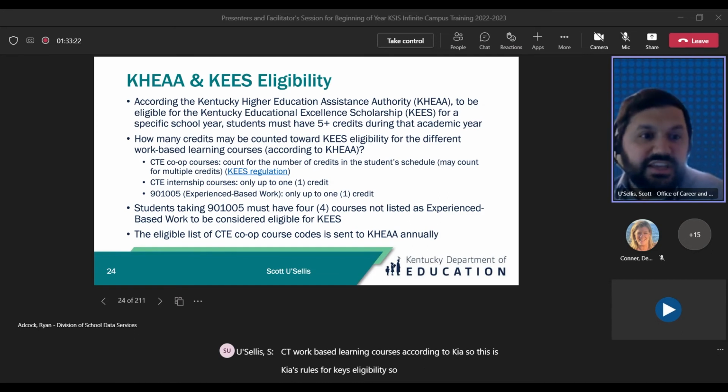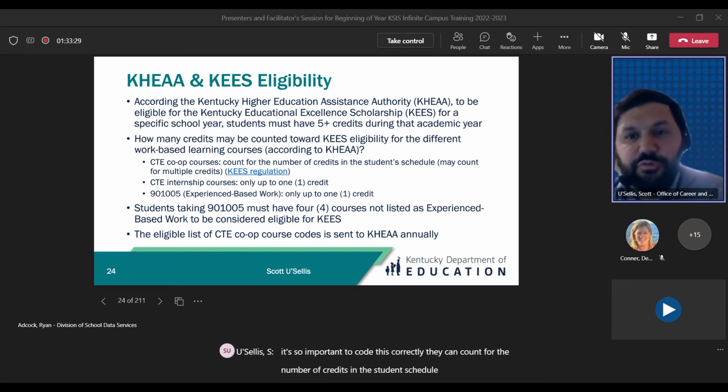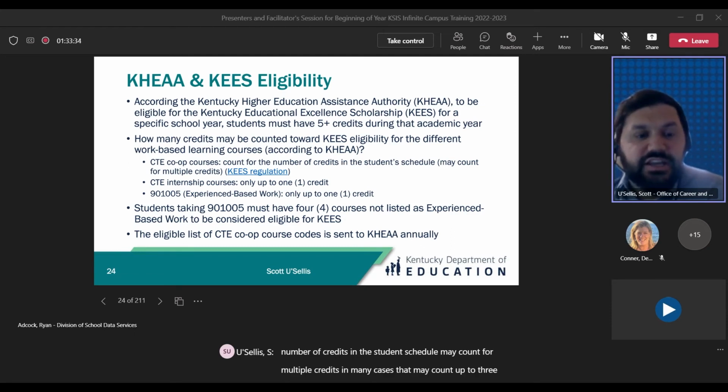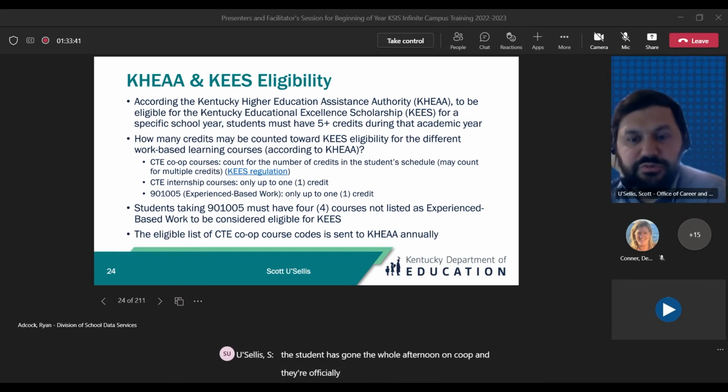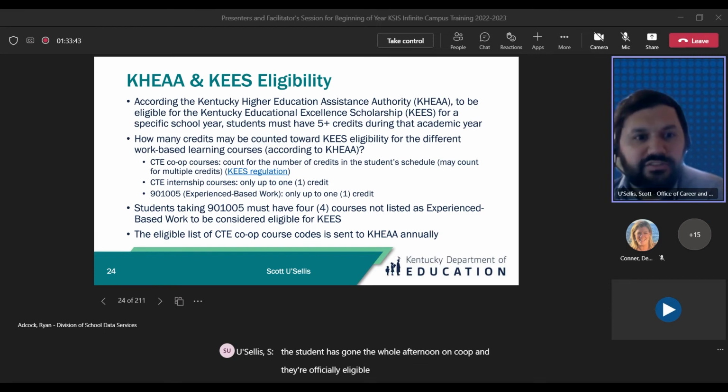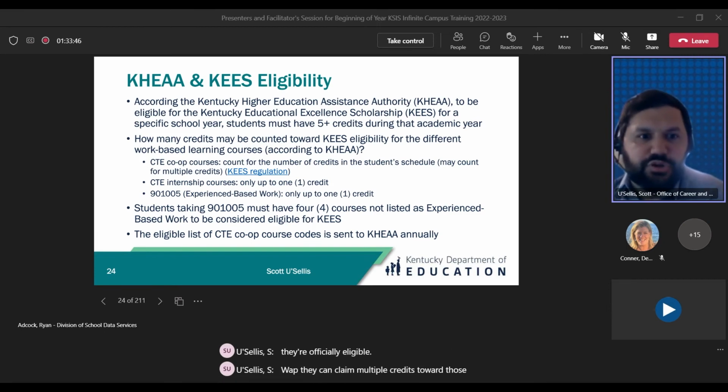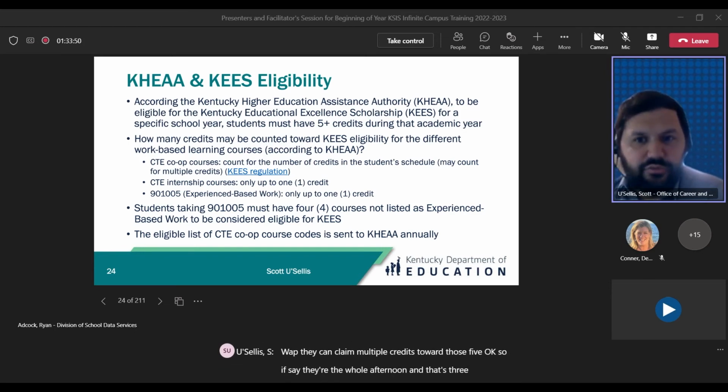So CTE co-op courses, this is why it's so important to code this correctly. They can count for the number of credits in the student's schedule, may count for multiple credits. In many cases, that may count up to 3 credits. It needs to match what's in the student's schedule. So if the student has gone the whole afternoon on co-op and they're officially eligible to co-op, they can claim multiple credits toward those 5. Okay, so if say they're there the whole afternoon and that's 3 credits, they would get 3 of their 5 credits covered through the CTE co-op course code.